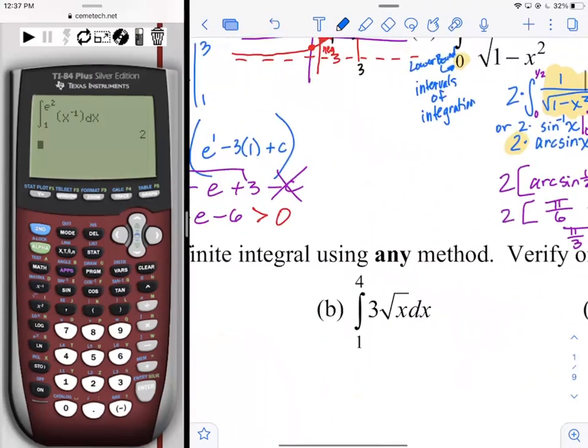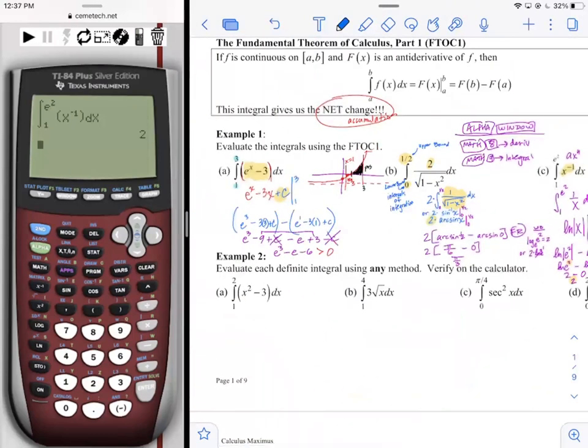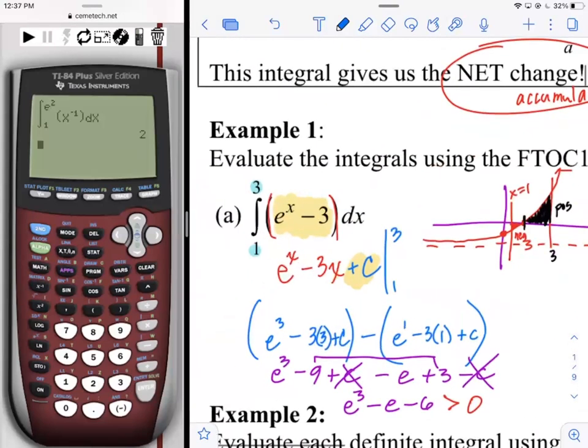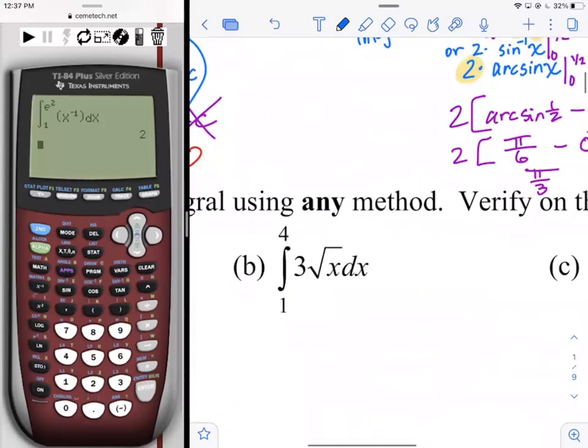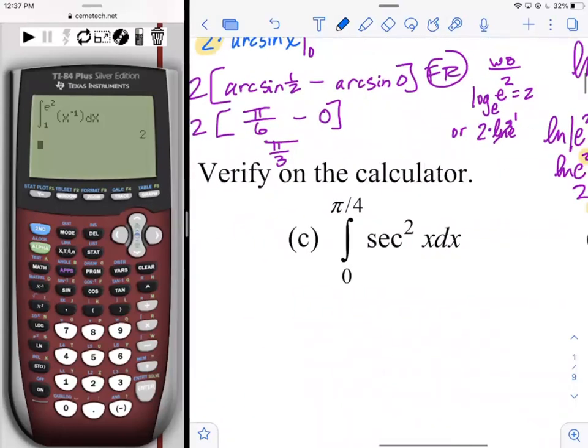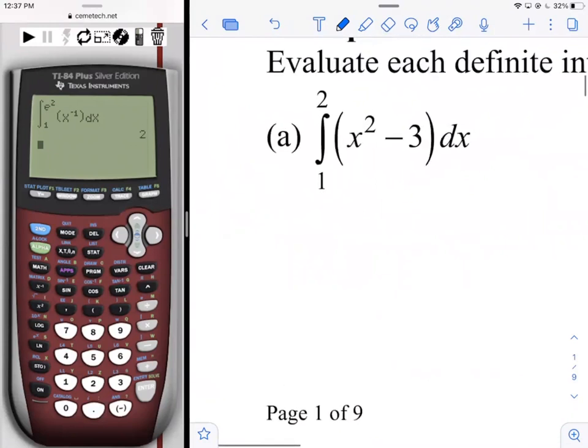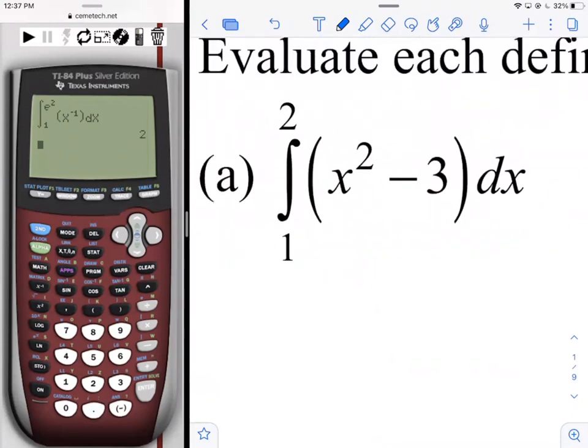All right, so fundamental theorem of calculus part 1. You like it? I like it. If you can find an antiderivative, it sure beats using all those rectangles or trapezoids to approximate. All right, example 2. Evaluate each definite integral using any method you want, verifying with the calculator. The integral from 1 to 2 of x squared minus 3. When it says any method, I guess it means any method, including the FTOC part 1.